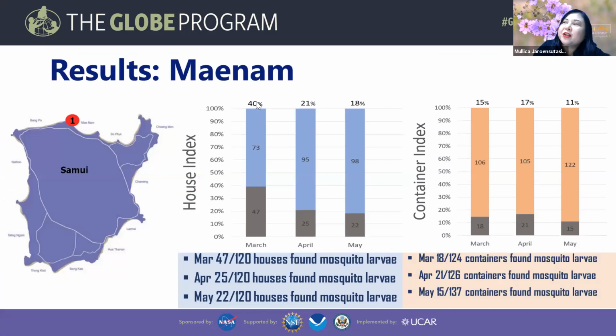In the first month, 40% of the houses, from 120 houses, had positive mosquito larvae. Then we actually went back and collected at exactly the same houses, and it turned out that the number of houses that found mosquito declined from 14 to 18. And the number of containers in that particular sub-district decreased from 15% to 11%.